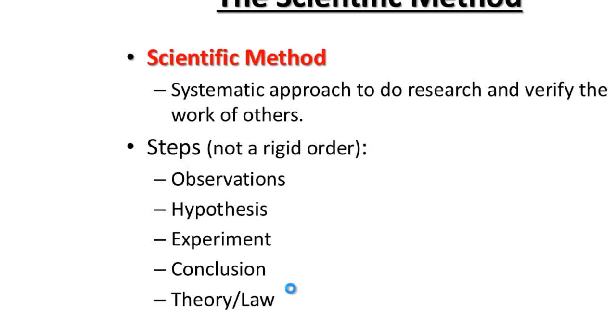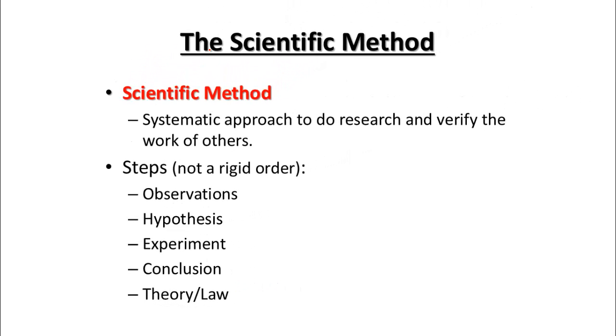Let's go! So the scientific method, you've probably had it since at least 6th grade. The scientific method is a systematic approach to doing research and to verify the work of others. It's how scientists keep each other in check and make sure their work is correct.